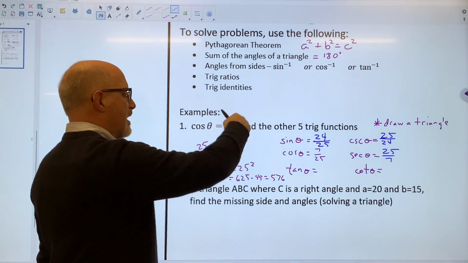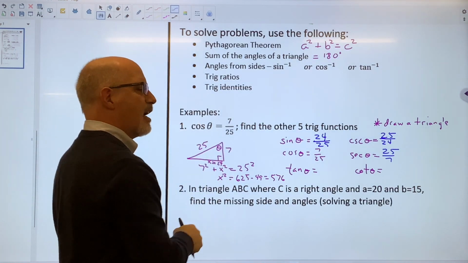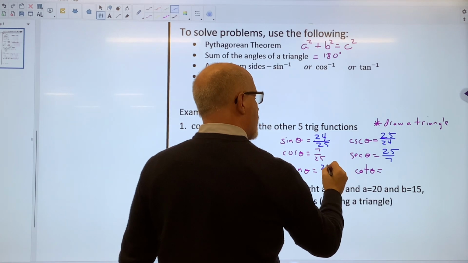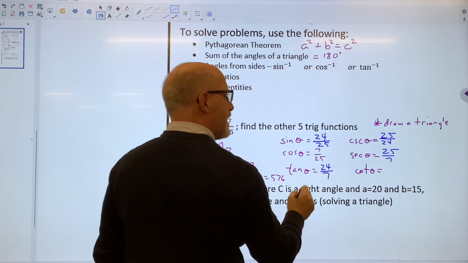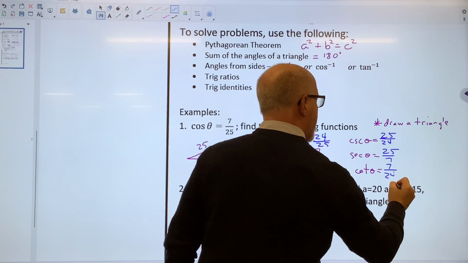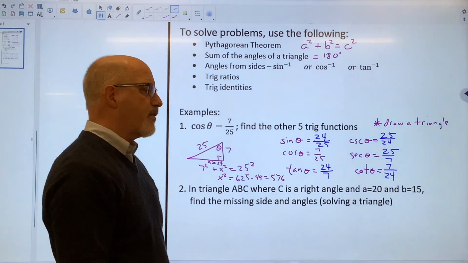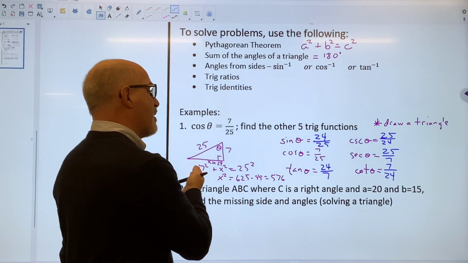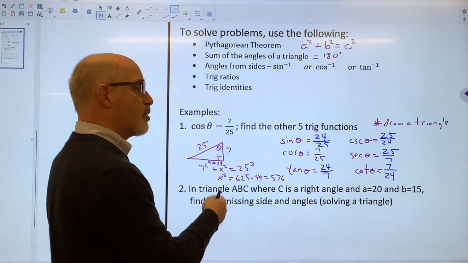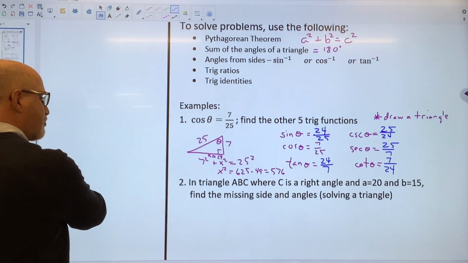And then lastly, to get tangent, here's theta. I go with the opposite side, which is 24. I go with the adjacent side, which is next to it, which is 7. So I'm going to go with tangent is 24 over 7. And so cotangent is the reciprocal, 7 over 24. So notice I can find all of the missing trig functions by drawing a diagram, using Pythagorean theorem to find the missing side, and then go ahead and use my trig ratios and the reciprocal identities to get those values.